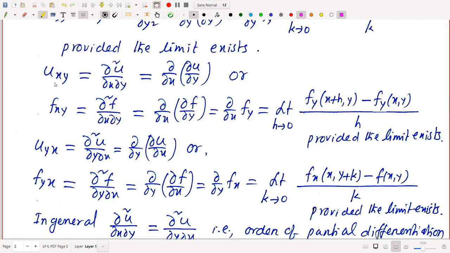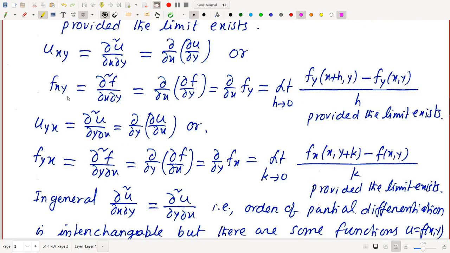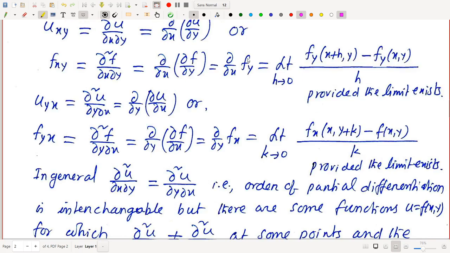Now another one is u suffix xy or del square u by del x del y. This is the mixed second order partial derivative, del square u by del x del y, or it is actually del x of del u by del y in terms of u notation, where u equals f of (x, y). So again you can write another notation, f suffix xy. It is del square f by del x del y. It is actually del x of the partial derivative of f with respect to y, derivative of derivative. So it is del x of f suffix y. Here the function is the partial derivative of f with respect to y.